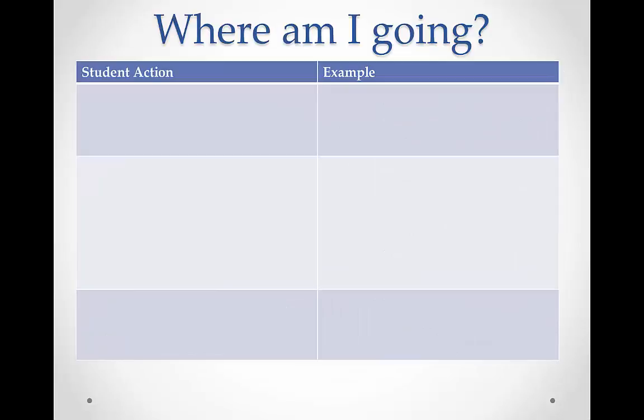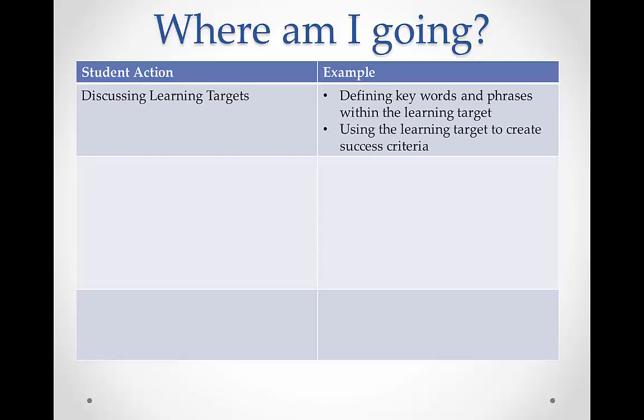So let's move on to our second question. Where am I going? This question is a precursor to question 3, how do I get there, as question 3 cannot be answered without the answer to question 2. To answer where am I going, teachers should engage students in conversations about learning targets. Episode 5 talks extensively about learning targets and gives several examples of how to integrate them into your lesson.